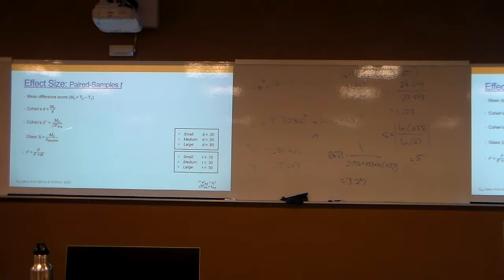Okay, so this is basically the analog of Hedges' g. We've got our Glass's delta. For a lot of what we're doing with our paired sample tests, this is a nice option, because a lot of times we have some baseline starting point, that's the whole time 1 thing. So this can be a very, very nice way to go about things.